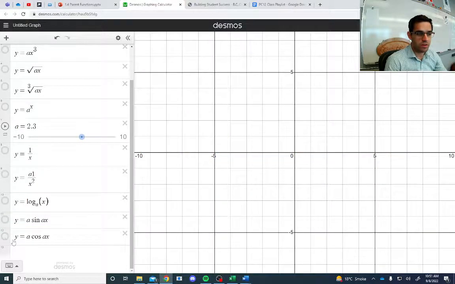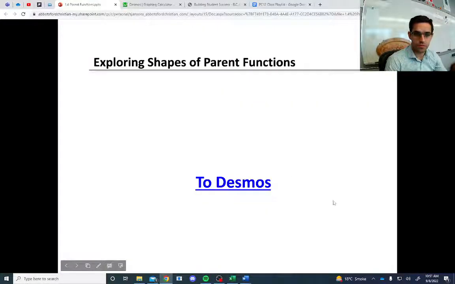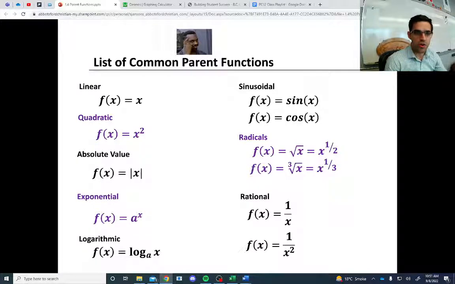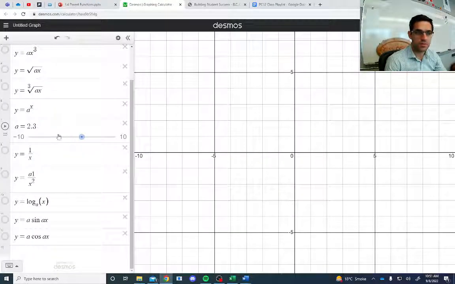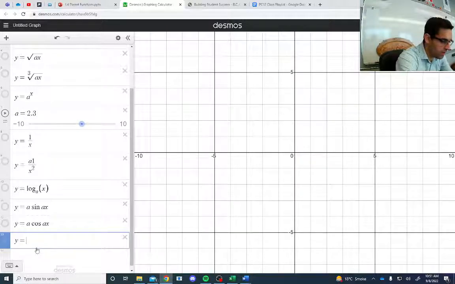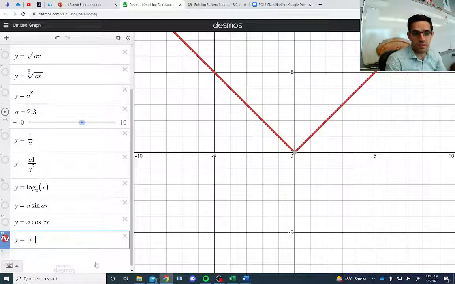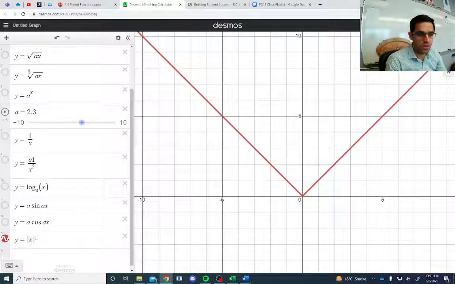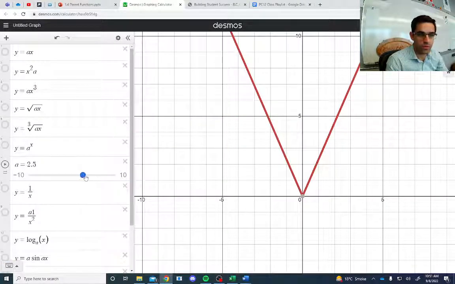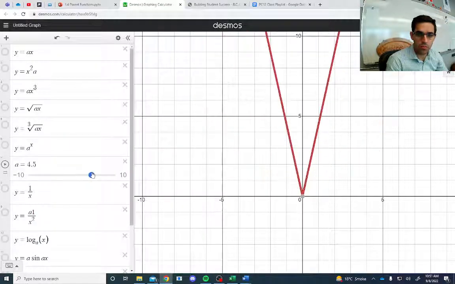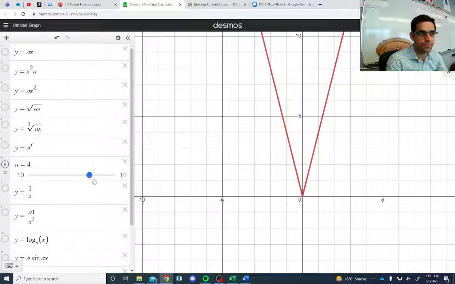Anyways, those are a bunch of parent functions. Let's go back to the previous screen. Here are all those parent functions we just looked at. All of them plus an absolute value. I didn't show you the absolute value, did I? Let's put that one up here real quick. Equals the absolute value of x. Here's the absolute value function. And we can stretch that one around. No matter what I do, it's always a V. That's fun.